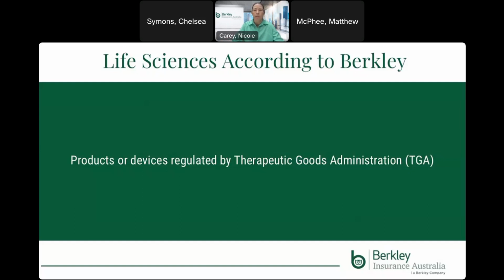noted on the ARTG. Now, I haven't said everything, so as with all insurance products, we can't cover every single thing that's noted on the ARTG, because there are some medical products and devices that we can't cover. However, the first step in our underwriting process for us to decide if it is a product or a device that we can cover is to have a look and make sure that it is regulated by the TGA and noted on the Therapeutic Goods Register.